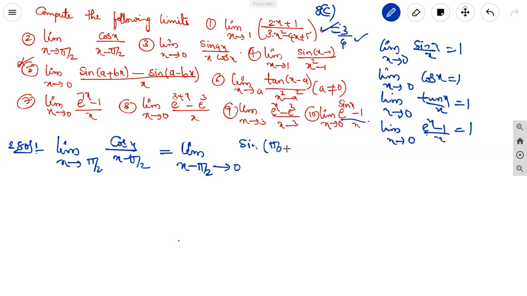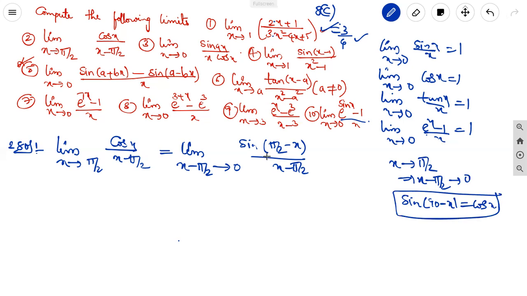Sine of pi by 2 minus x by x minus pi by 2. Just so you can write it. X minus pi by 2 tends to 0. Here x tends to pi by 2. When you substitute x equal to pi by 2, cos pi by 2 value is 0. If x minus pi by 2 tends to 0, then pi by 2 minus x value is also 0. So here x tends to pi by 2 means x minus pi by 2 tends to 0. And we know that sine 90 minus x is the cos x value.